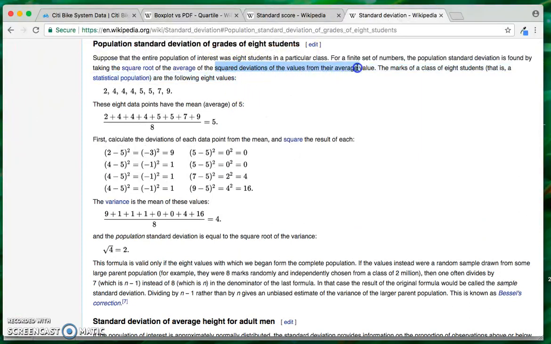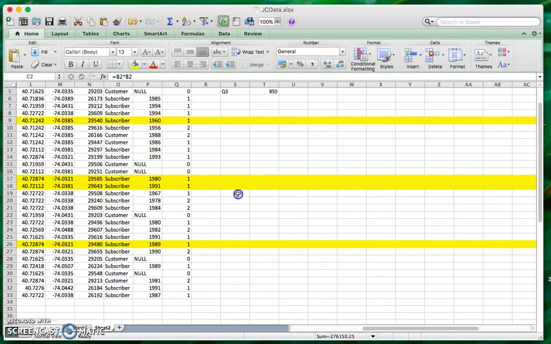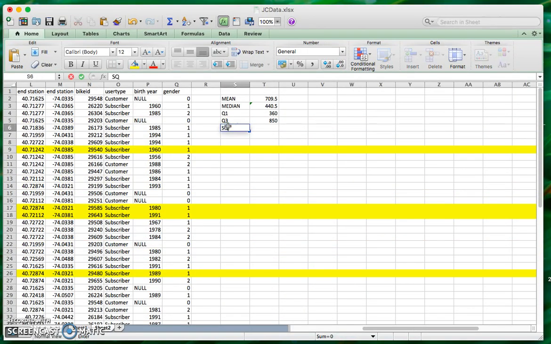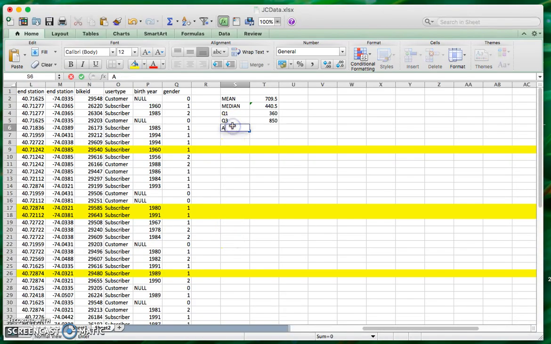So squared deviations of the value. Okay, take the average of the squared deviations of the values from their average value. So again, I'm just working backwards here. I'm not worrying, I'm just taking this one step at a time. So I say the average of the squared deviations. Well, I know how to do the average, right? I'll do one over here that's square of average. So wait, no, it's not the square of averages. It's the average of the squares. Gotta be careful there. Average of squares.